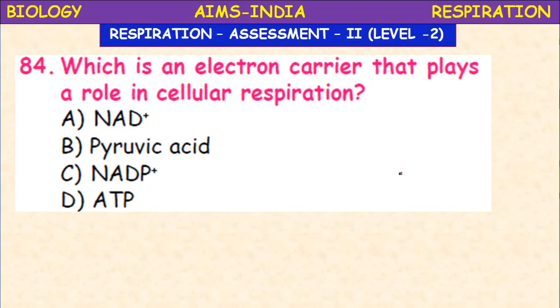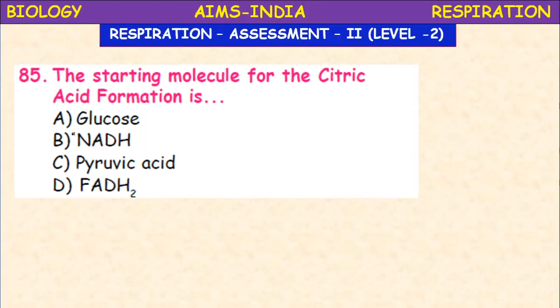Which is an electron carrier that plays a role in cellular respiration? NAD plus, pyruvic acid, NADP plus, or ATP. Okay, it is the NAD plus, nicotinamide adenine dinucleotide. So it is an electron carrier that plays a role in cellular respiration, aerobic respiration.